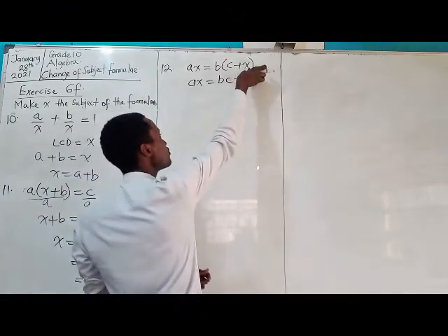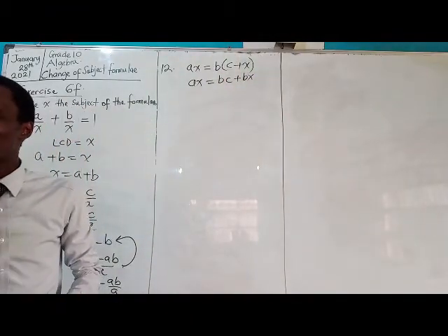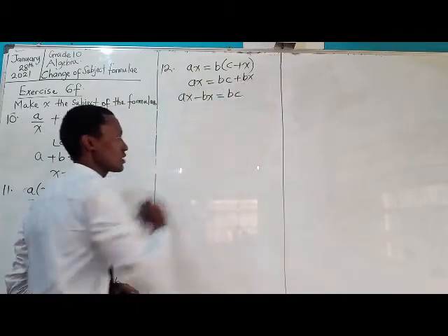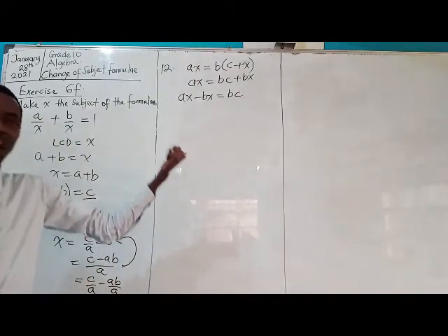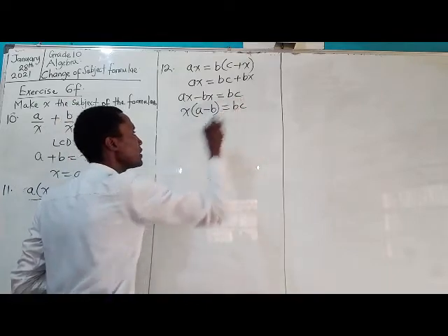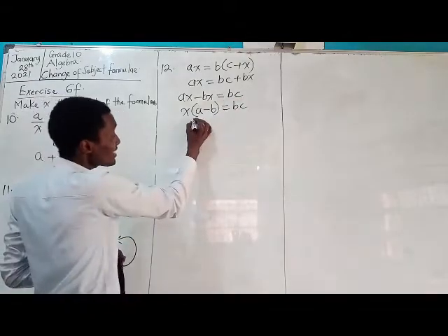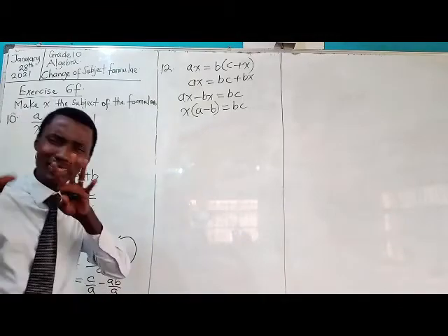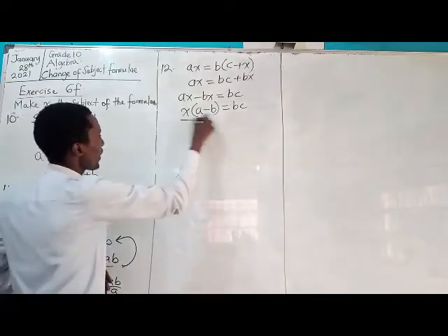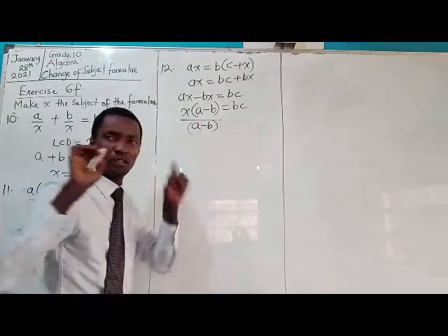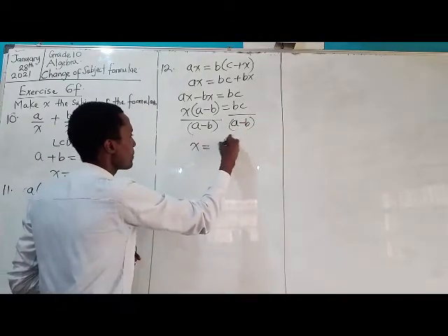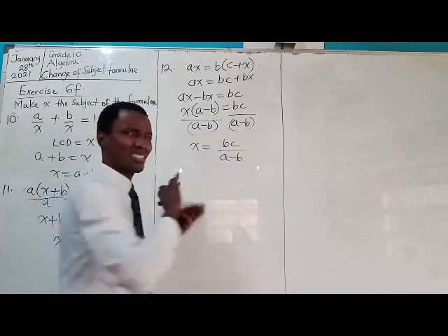And then I can move using my concept of what? Additive inverse. So this will be AX minus BX equal to BC. What's next? I will factor out. Good. So X into A minus B equal to BC. What's next? This is my coefficient. I divide through. You need to identify what is what and apply what is necessary. So I divide by what? A minus B. Remember the concept of our jollof rice. And that will be X equal to BC over A minus B. Settled.